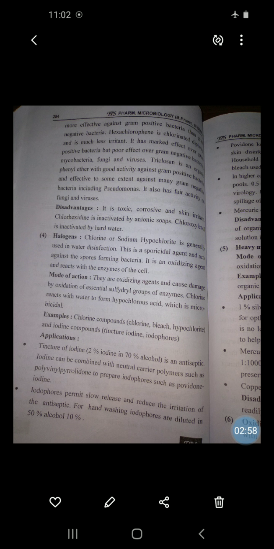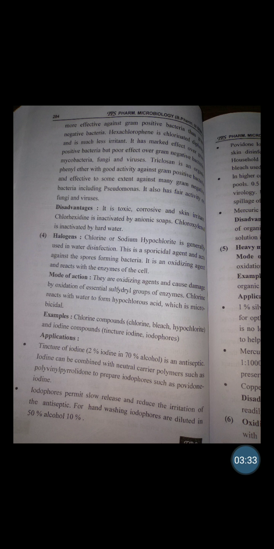Then 0.5% sodium hypochlorite is used in serology and virology. It is used at a dilution of 1:10 in decontamination of spillage of infectious material. Then mercury chloride is used as a disinfectant. Then we will see the disadvantages of these halogens. They have a few disadvantages. First, they are rapidly inactivated in the presence of organic matter.